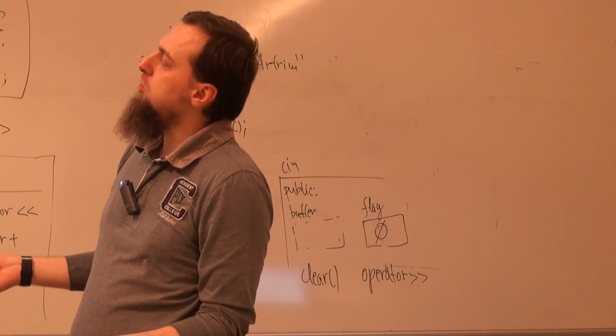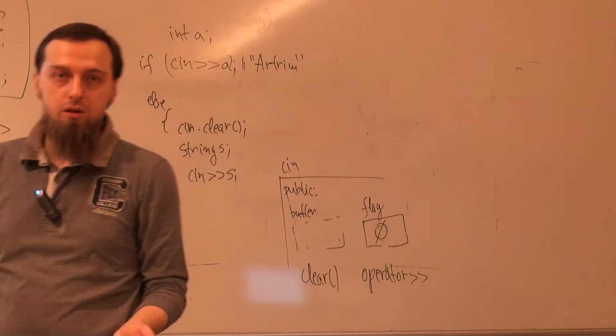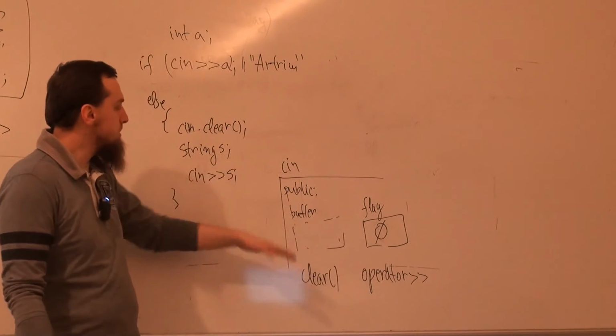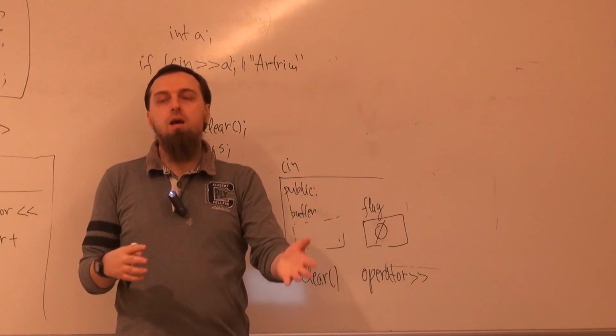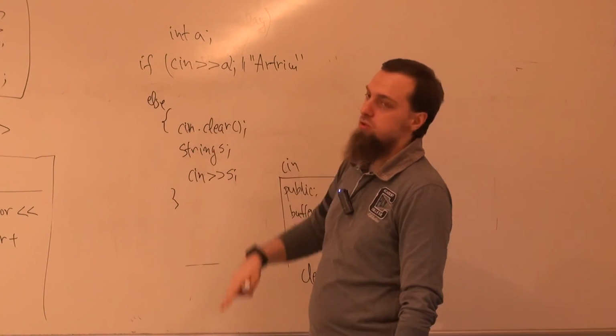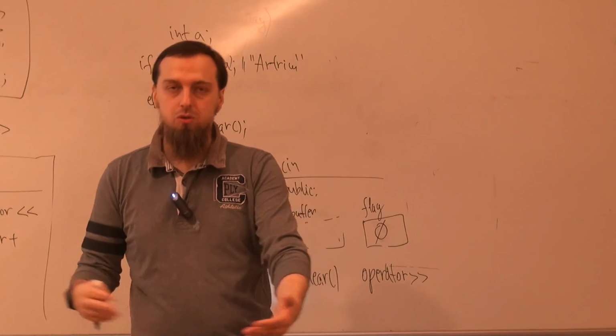So if I ask you, what is the possible use of scene clear? It's this, to clear the flags. So I can use the scene when a mistake happens of a type, let's say I'm trying to put a string to an integer variable as an input from the user. This is it.